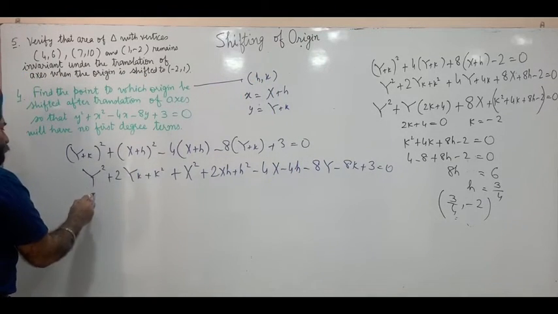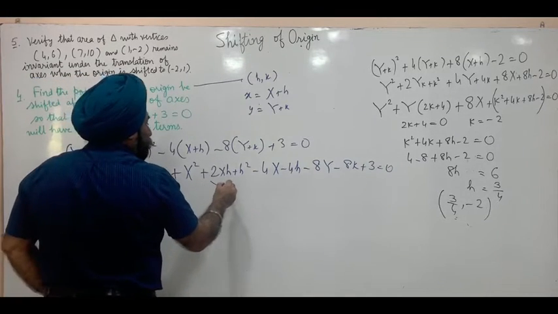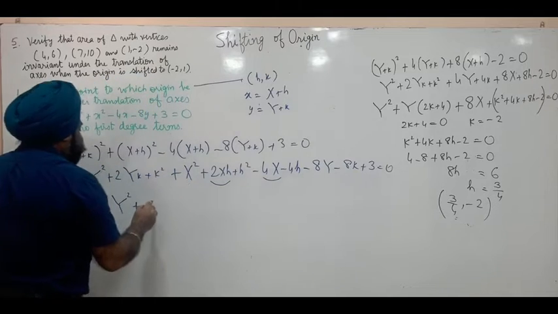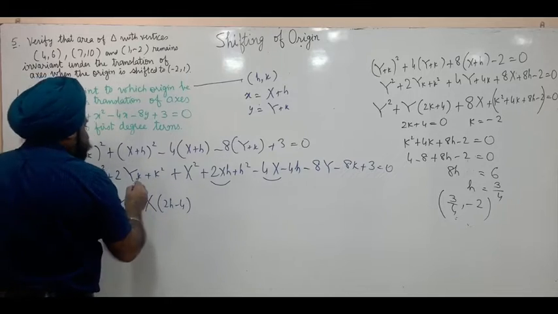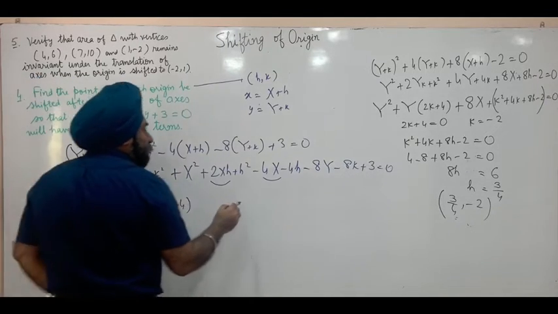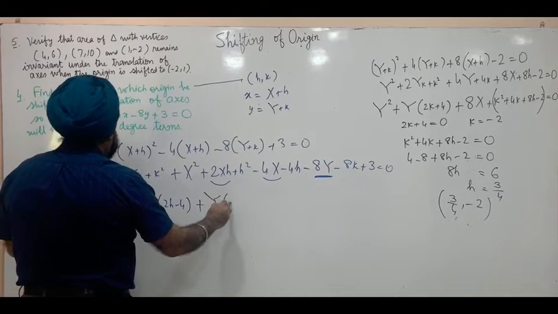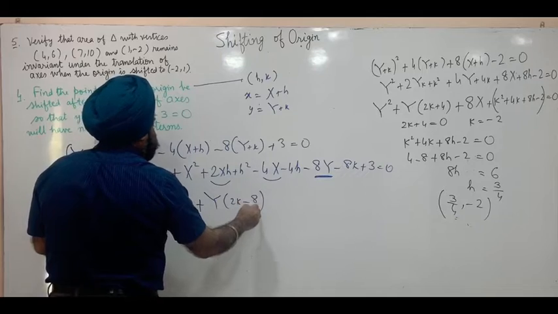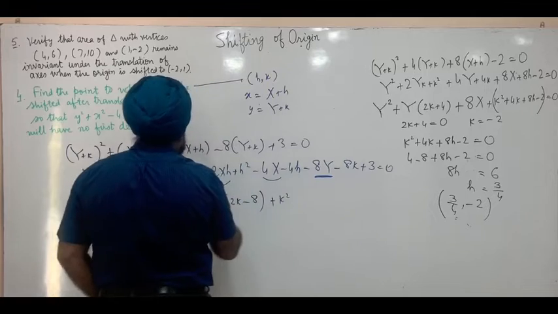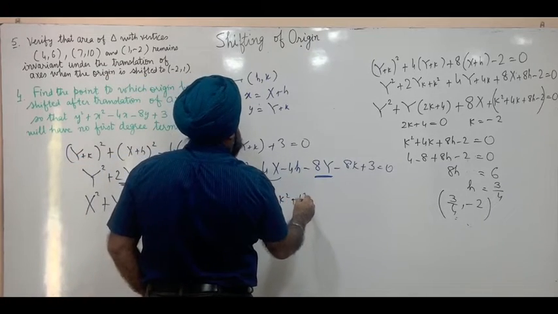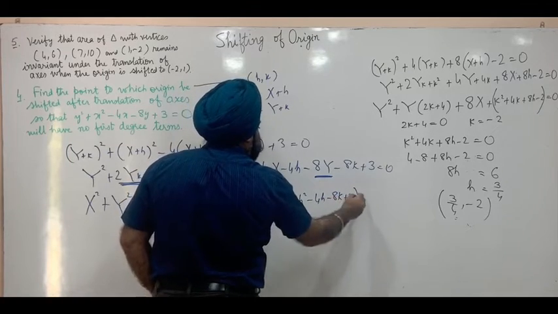Simplifying, this is X square plus Y square, then this is the term with X, taking X common, it's (2h minus 4) X. This is the term with Y, plus (2k minus 8) Y, and the rest is the constant term: k square plus h square minus 4h minus 8k plus 3. This is equal to 0.